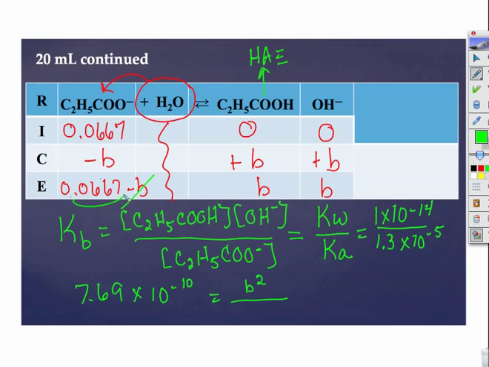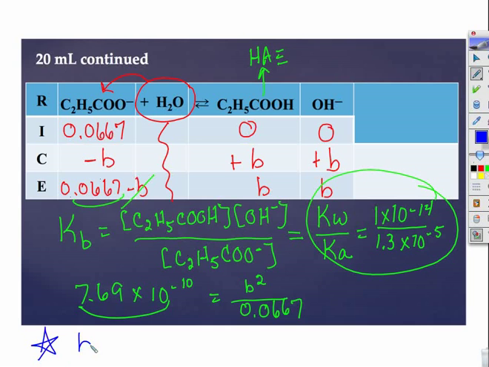squared over, I'm going to neglect that because this number is greater than 100 times K, and it would be 0.0667. Now, that's the trickiest part of this, is realizing that you're dealing with a Kb and that you have to calculate Kb. The actual equilibrium calculation's not much different. But here's the key. This is why I use B.